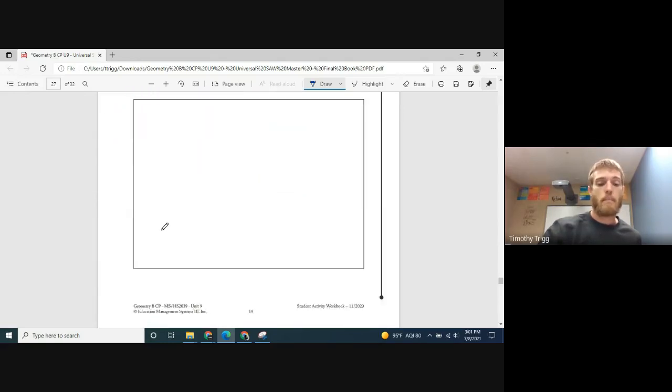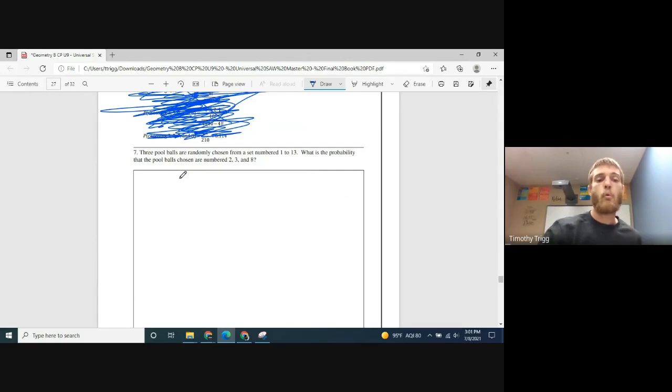So, page 19. 3 pool balls are randomly chosen from a set numbered 1 to 13. What is the probability that the pool balls chosen are 2, 3, and 8? Now, does the order matter here? Well, it does not appear to matter, because they just ask the probability of getting these ones, 2, 3, and 8, but it doesn't say in that order. So if you get pool ball number 3 first or number 8 first, that seems to be fine according to this problem, as long as you get those 3 pool balls.